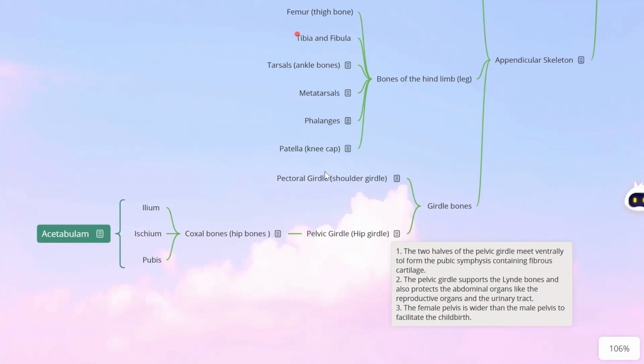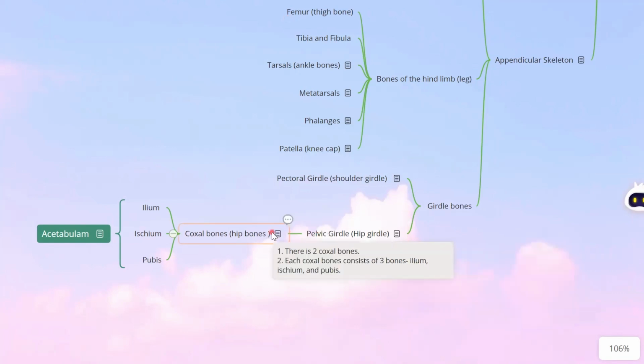Now, this pelvic girdle has another subsection called the coxal bones, that is the hip bones. So there are two coxal bones, and each coxal bone consists of three bones, that is the ilium, ischium, and pubis. So there are two coxal bones, and each coxal bone has ilium, ischium, and pubis.